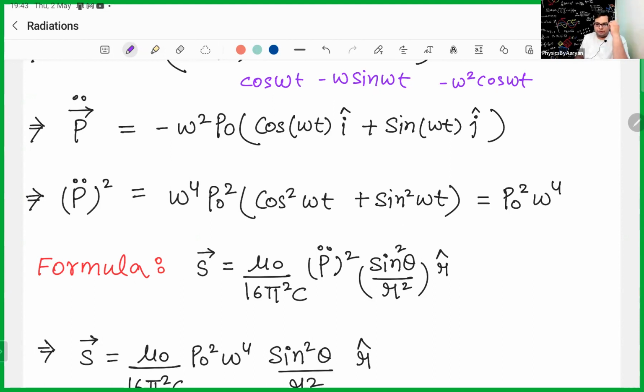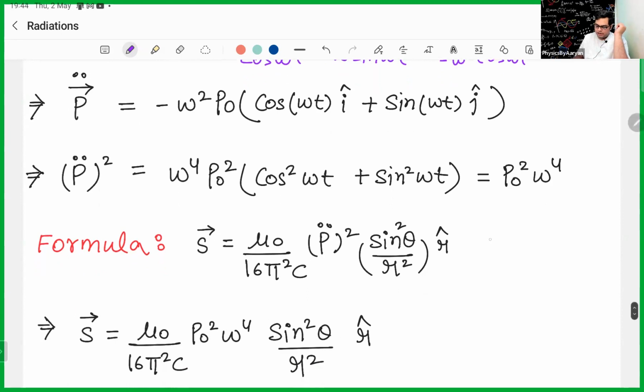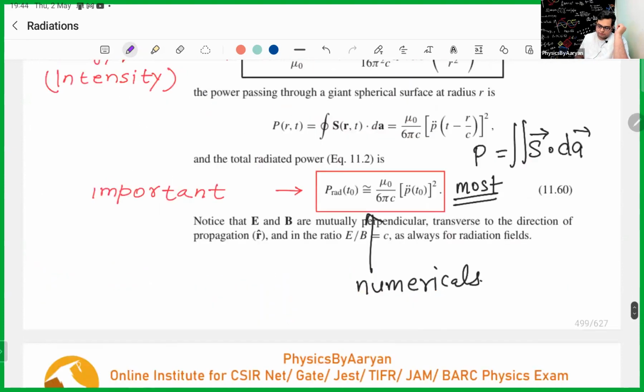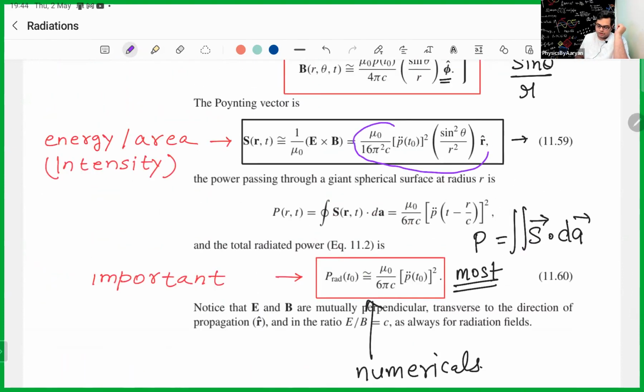Now we want to know the different things. So number one thing that I'm finding is the Poynting vector. So let's go to the Poynting vector formula. The Poynting vector formula is mu naught by 16 pi square c. Basically, I'm using this formula.